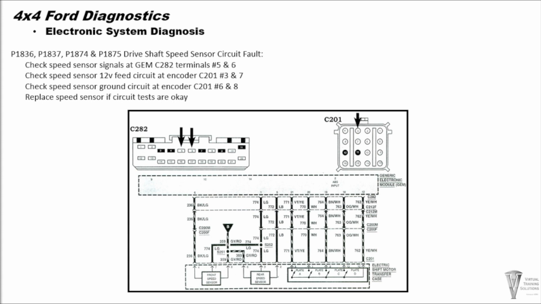P1836, P1837, P1874, and P1875 are drive shaft speed sensor circuit faults. These indicate that the GEM module has encountered a fault in the drive shaft speed sensor circuits or Hall effect power feed circuits going to the speed sensors. Check the wiring, the connections, and harnesses for damage or corrosion. Connector terminal end corrosion and oil contamination are common causes for these codes.